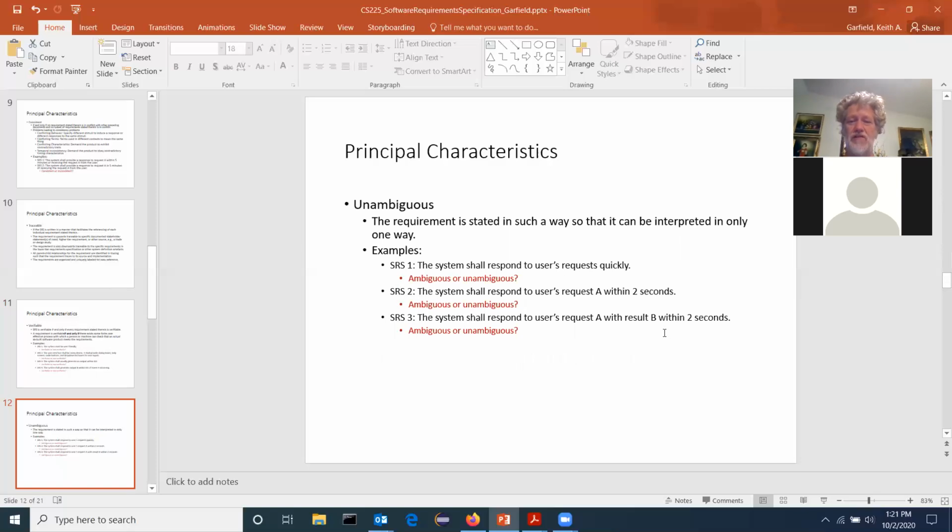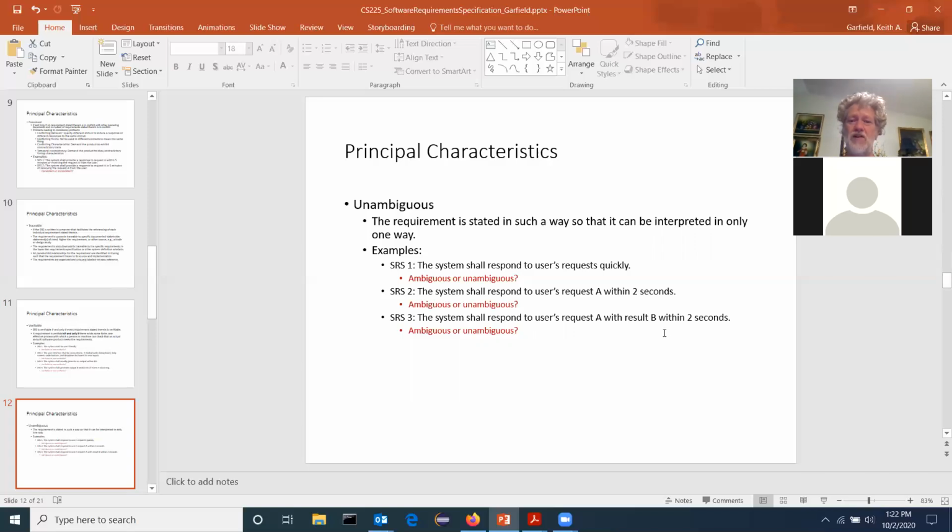Unambiguous. Now these are tough. So the systems try to use numbers and math as much as possible. The system shall respond to the user's request quickly. Clearly that's ambiguous. The system shall respond to user's request A within 2 seconds. Okay, that's better because we have a specific user request and we have a specific time frame. Not necessarily do we know what respond means though. Does that mean it begins the response or ends the response? And what is that response?